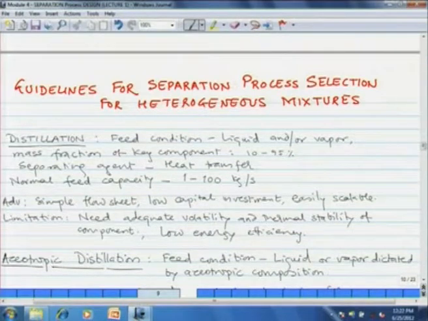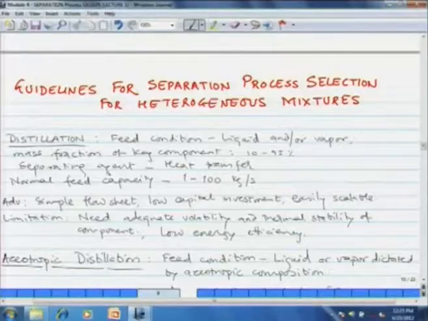Then the mass fraction of the key components has to be between 10 to 95%. It cannot be too dilute, below 10%, because you have to handle a very large amount of liquid. As I mentioned at the beginning of the lecture, distillation is an energy intensive operation because you have to boil a large amount of liquid. However, people still go for distillation because of the flexibility of product purity that can be obtained from the distillation, and also the know-how that is already established for distillation column design.